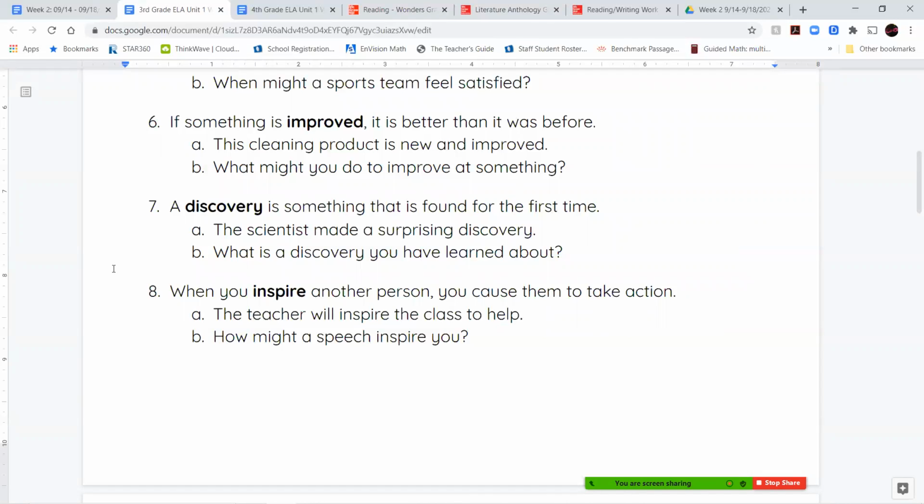How might a speech inspire you? So think about when people talk about how important it is to recycle, right? You hear about all the things that garbage is doing to the earth and how awful it is, and how when we recycle, we're able to make new things out of old things. So we're protecting the earth. And after listening to that speech, you were inspired. So you begin recycling all the time.